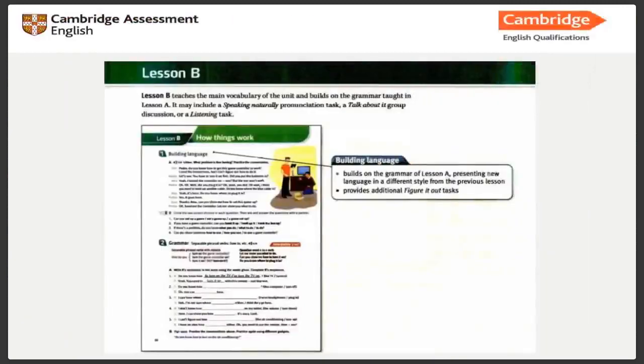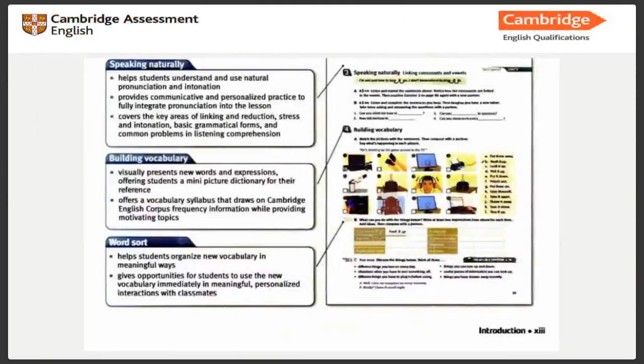The other lessons are detailed in a similar way. Lesson B teaches the main vocabulary of the unit and builds on the grammar of Lesson A. Lesson B may include a speaking naturally pronunciation task, a talk about it, group discussion, or a listening task. In this respect, it's similar to Lesson A. The key components are building language, speaking naturally, building vocabulary, and a word sort.